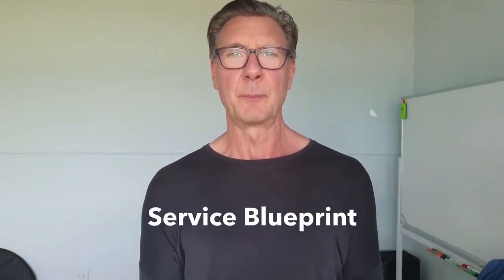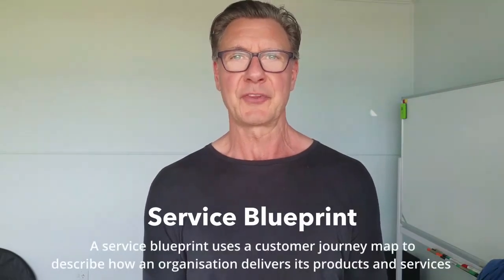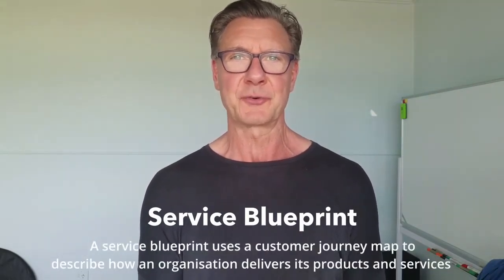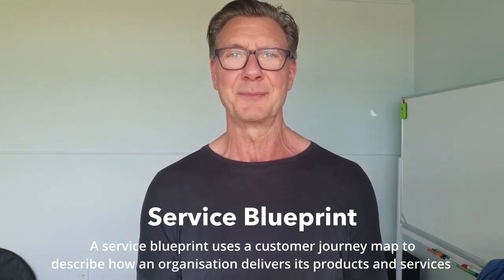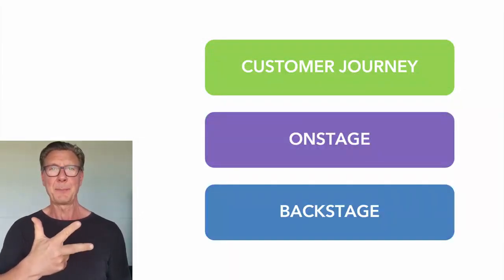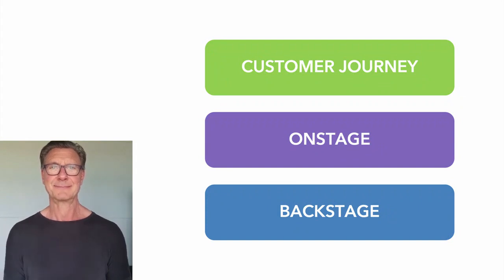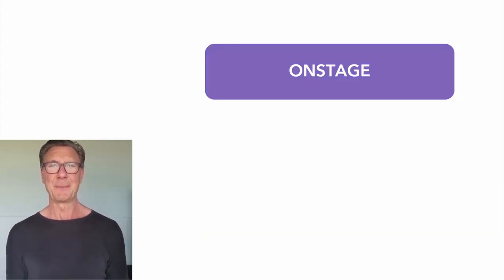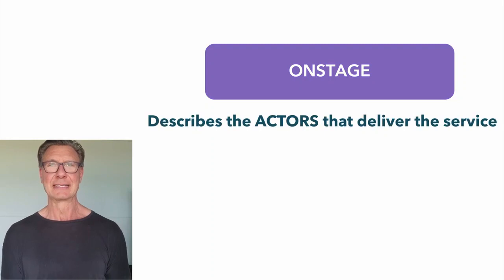These layers form a starting point, which are often extended by adding additional layers. One common use is to extend it into a service blueprint, which describes how an organization delivers its products and services to its customers. A service blueprint has three components: the customer journey map, an on-stage component, and a backstage component. The on-stage component describes the actors that deliver the service.